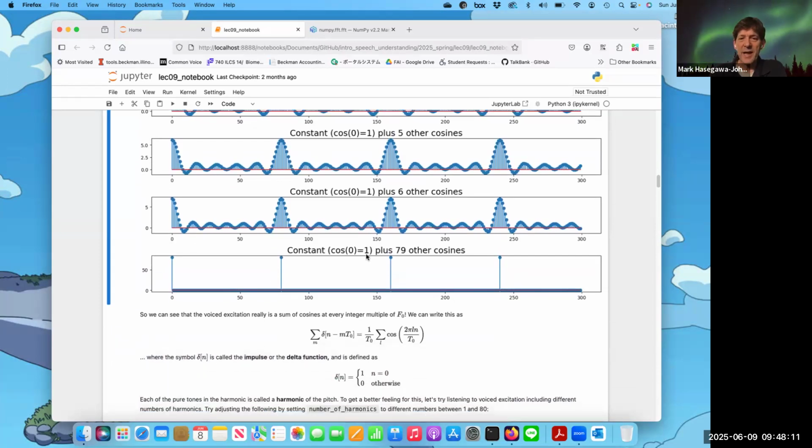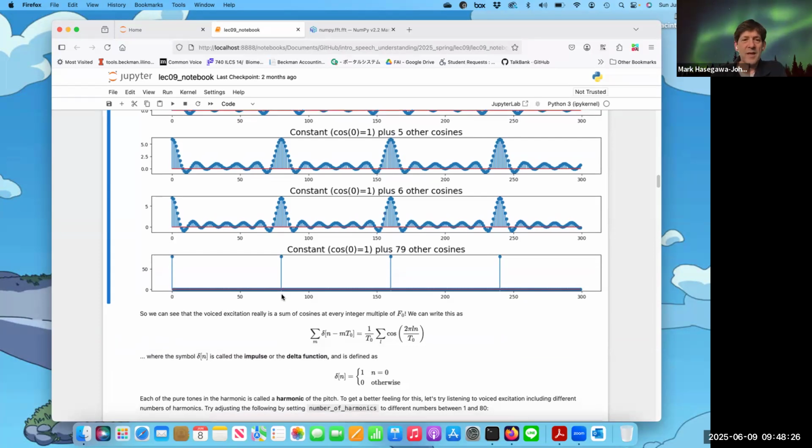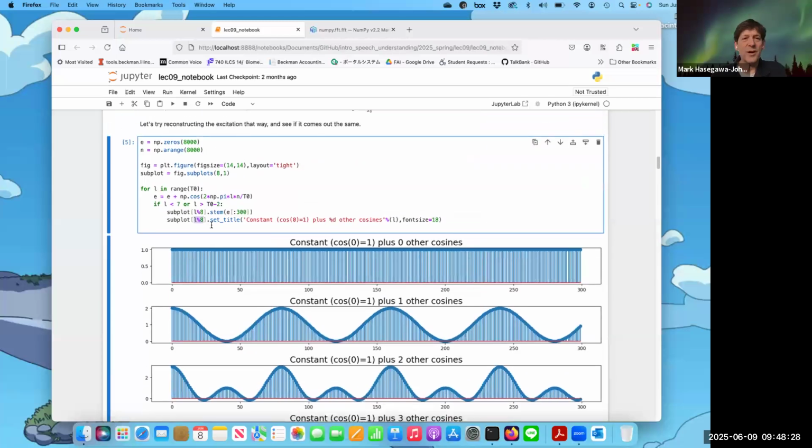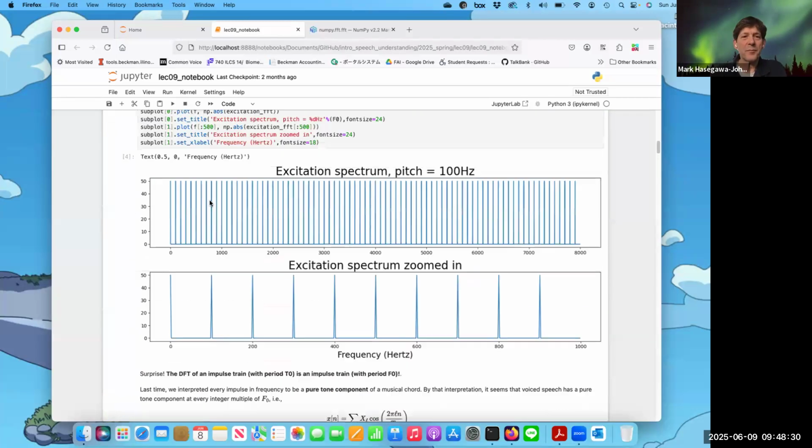Until finally, when I add together all of these 80 harmonics, the constant plus 79 other cosines, I get something which is plus 80 at each period marker, and absolutely 0 in between. If we want to, we can then listen to that. Let me try listening to it.